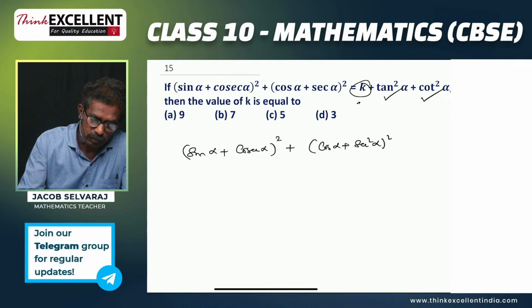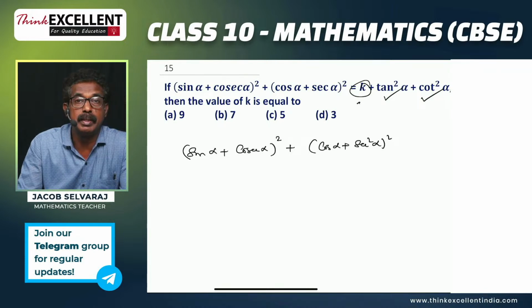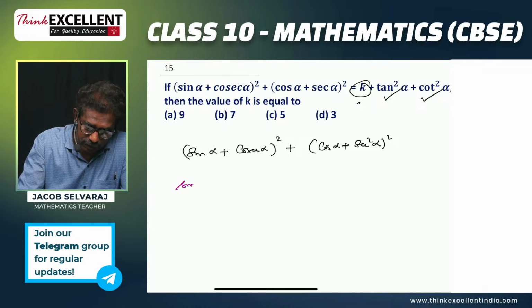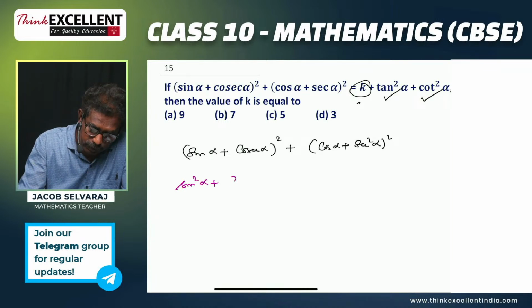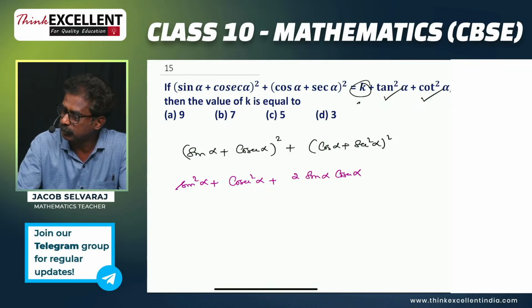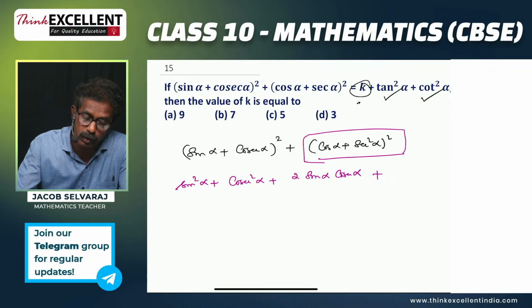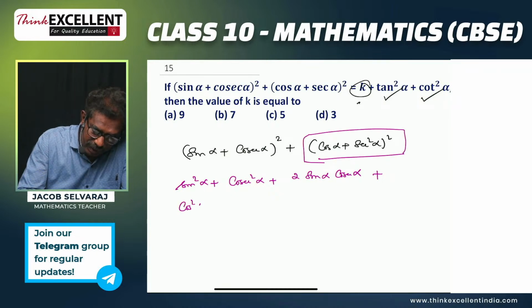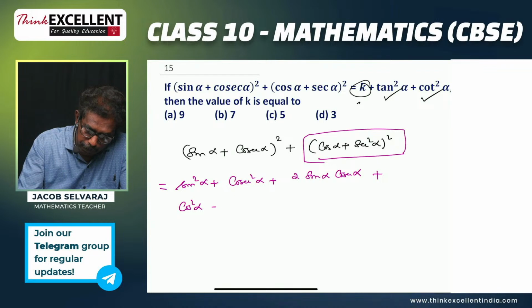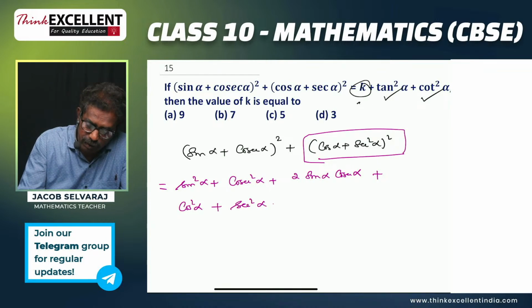Okay, look at this. So we start with this LHS part. A plus b the whole square, that is sine square alpha plus cosecant square alpha plus 2 sine alpha cosecant alpha, plus second term again a plus b the whole square, that is cos square alpha plus secant square alpha plus 2 cos alpha secant alpha.